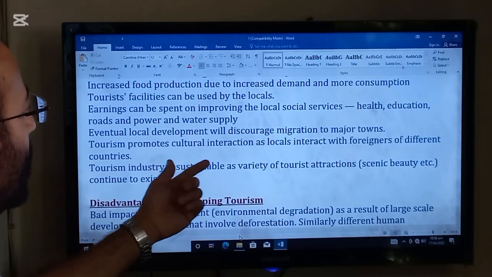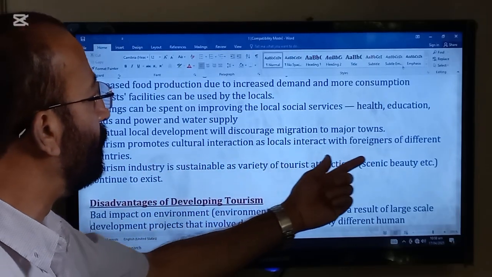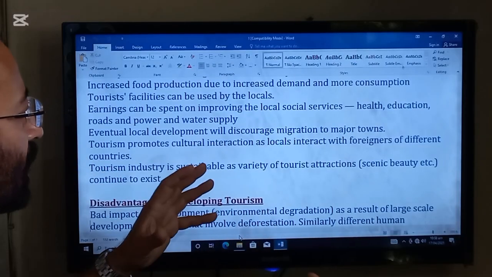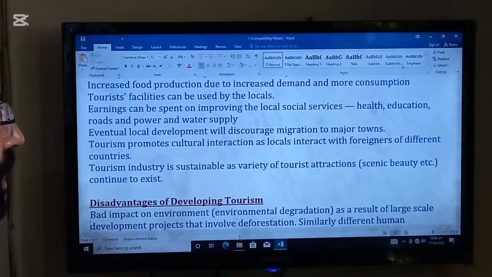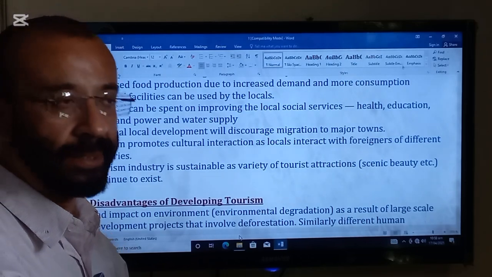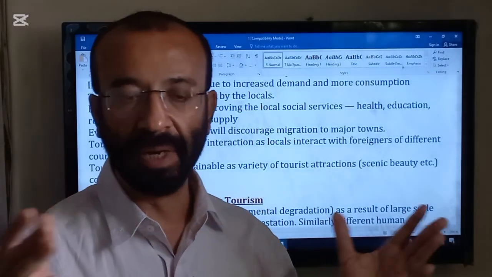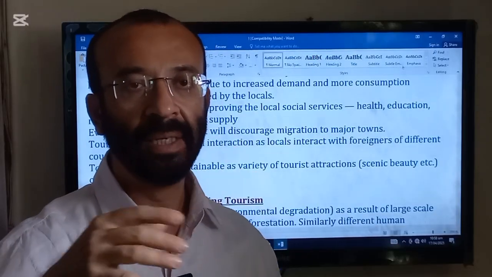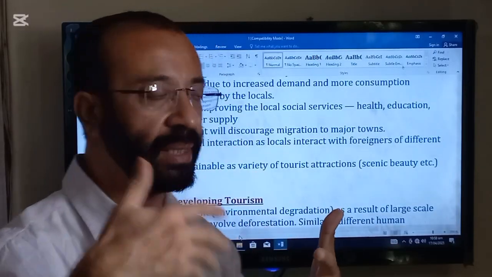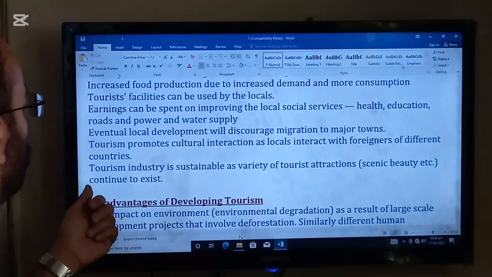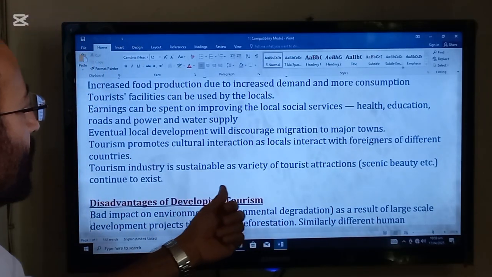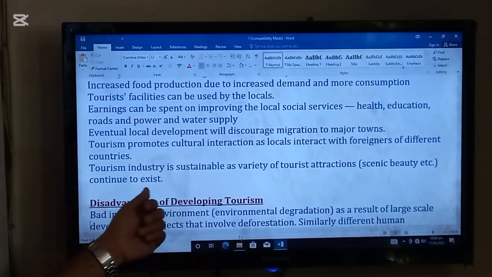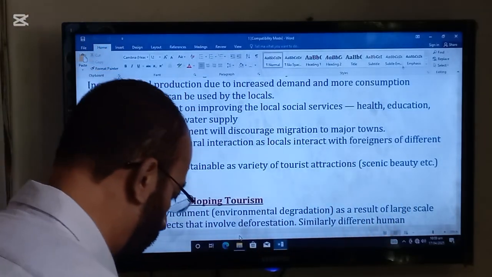Tourism promotes cultural interaction as locals interact with foreigners of different countries. So this is another advantage. For example, Basant Festival, Chandur Festival, Kailash Festival are examples of this. People from the world and from different parts of the country gather there. So such social harmony is promoted there. Next is that the tourism industry is sustainable as the variety of tourist attractions, that is scenic beauty, etc., continue to exist. So these are the advantages.